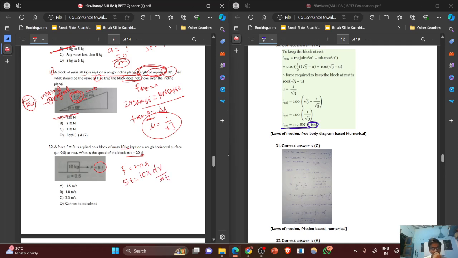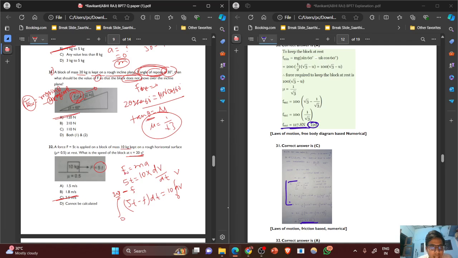But here it is wrongly written, because it will be not only 5t but your friction also. So it will be 5t minus friction into dt equal to 10 dv, from 0 to v, and time simply 0 to 20 seconds. Calculate the value of v at 20 seconds. As you can see in the explanation, the same thing has been done, and it will come out to be 22.5 meter per second. So option C is the correct answer.